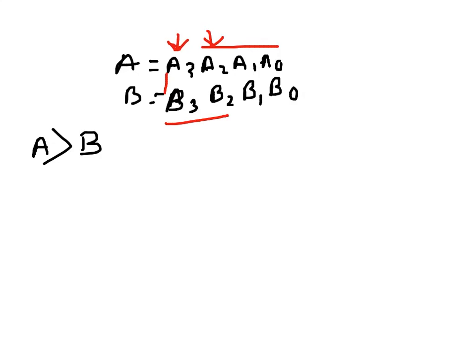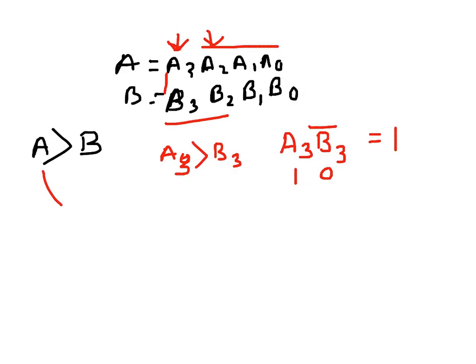So if we look at the logic, when A3 is greater than B3, that means A3 is a 1 and B3 is a 0. That's the situation. So A3, B3. This one means A3 is a 1, B3 is a 0. This AND situation will result in a 1, because B3 is a 0, so B3 bar is a 1 and A3 is a 1, so ANDing them will result in a 1. So let's write the expression for A3 greater than B3.